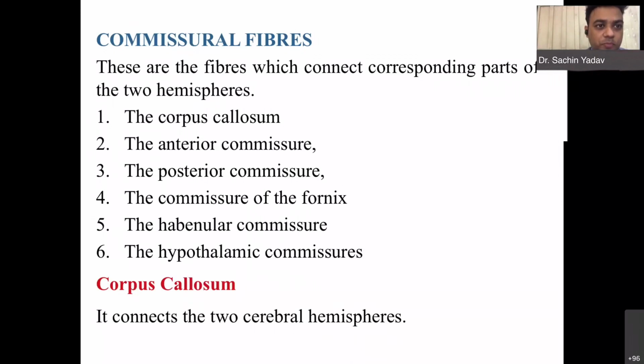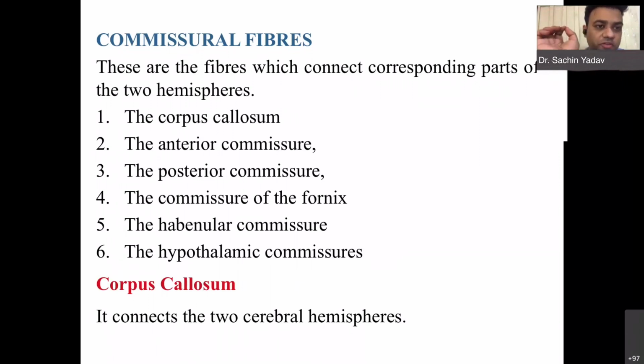The habenular commissure and the posterior commissure are present above and below the pineal stalk. The pineal gland is present on the posterior aspect of the diencephalon. The pineal gland, also known as the epiphysis cerebri, is part of the epithalamus. So it is present on the dorsal aspect of the caudal part of the diencephalon. Above and below it there are commissural fibers known as the habenular commissure and the posterior commissure, the habenular being above and the posterior commissure below. Those parts are connected by these commissural fibers.